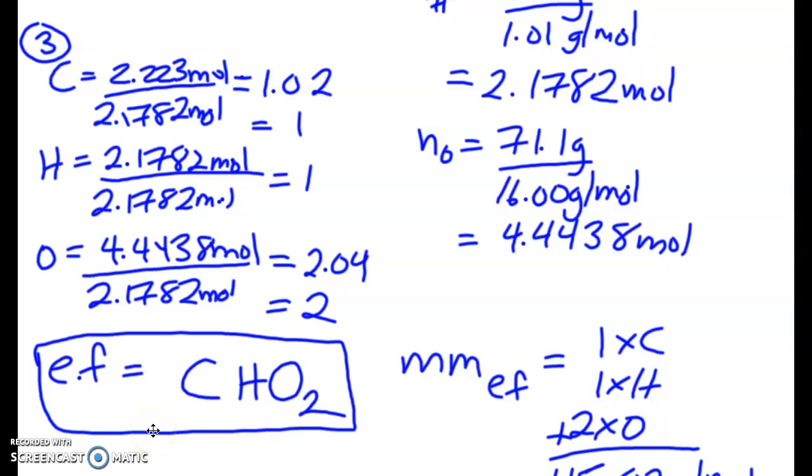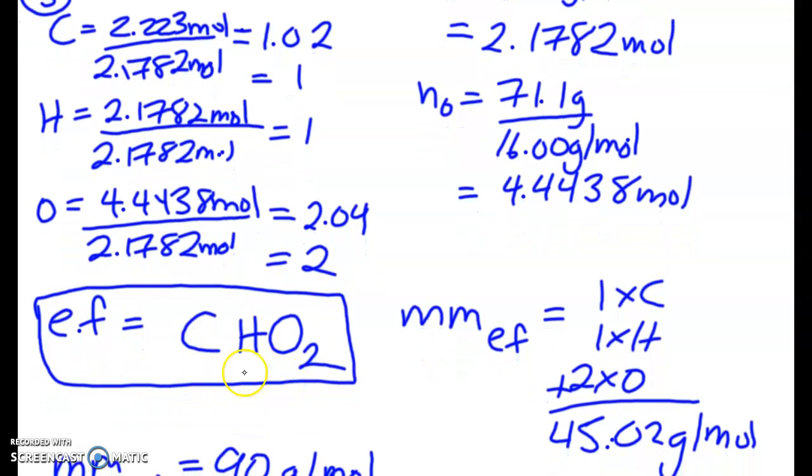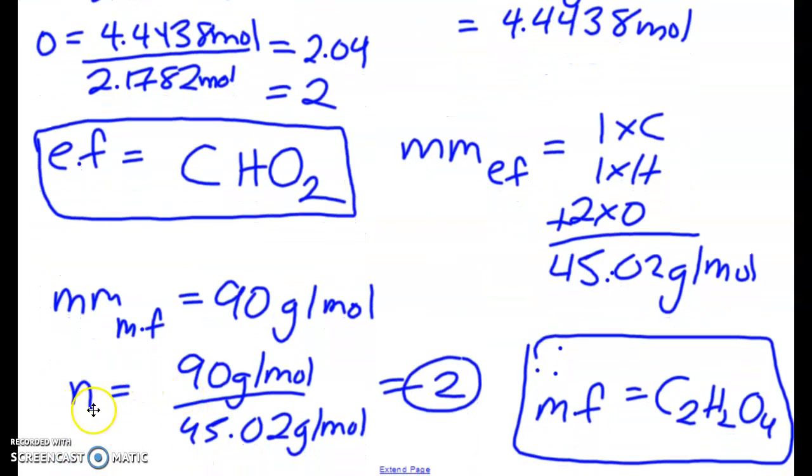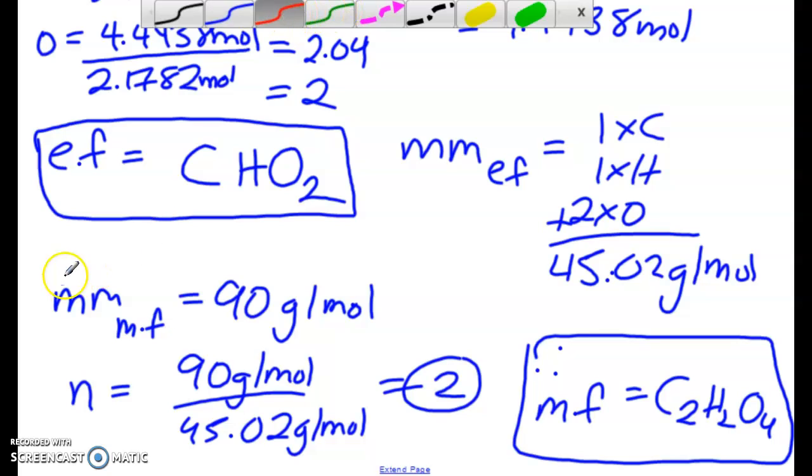That's the first step. Now we're on to the new part. If this part was confusing, you need to go back and review how to determine empirical formulas, because this is basically a continuation of that. Now we want to figure out our real formula. We need the molar mass of the empirical formula, which is 45.02 grams per mole, and we have to solve for our N factor. Remember, the molar mass of the real formula was given in the question.